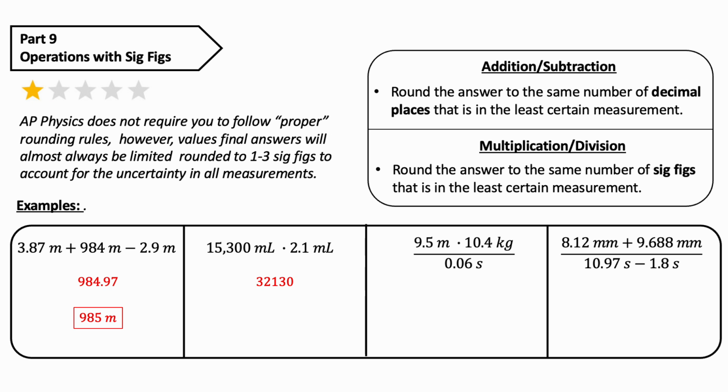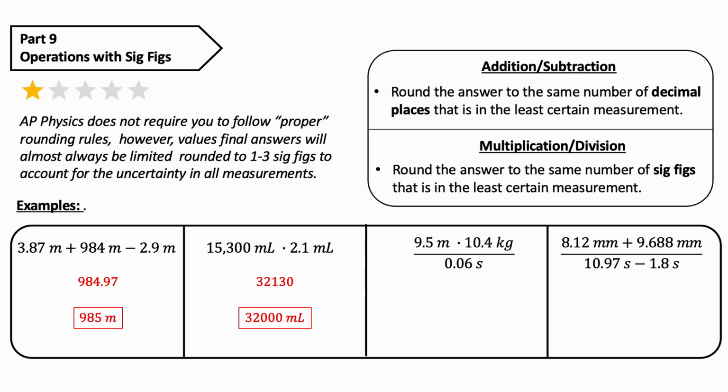Well, the number 15,300 has 3 sig figs. The number 2.1 has 2 sig figs. So my final answer needs to only have 2 sig figs. So the answer I've written down there has 4. So how do I take this down to 2? Well, I keep the 3 and then I keep the 2 because that 2 does not get rounded up by the 1.